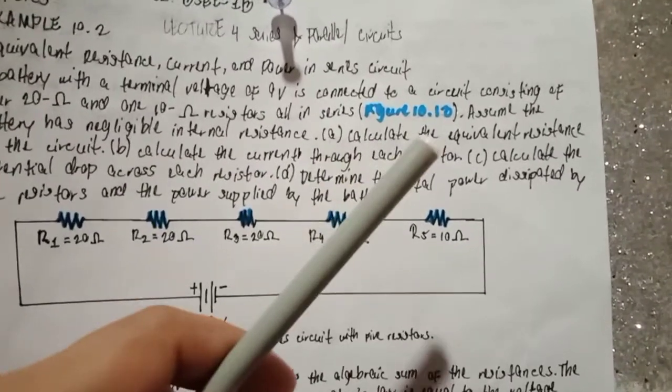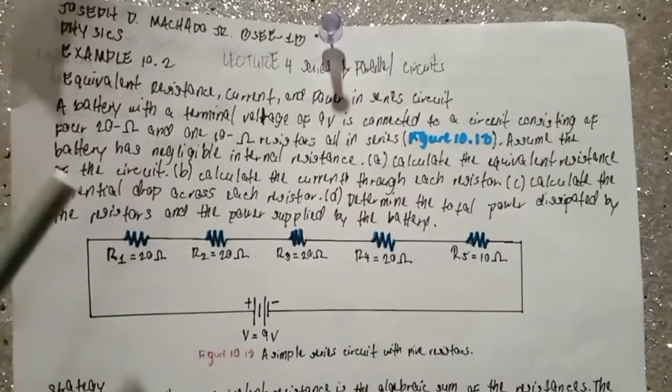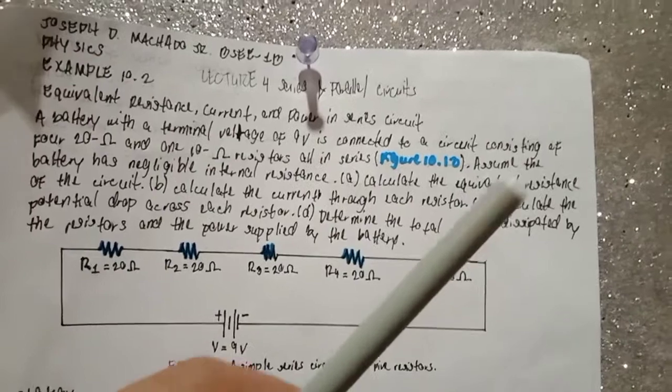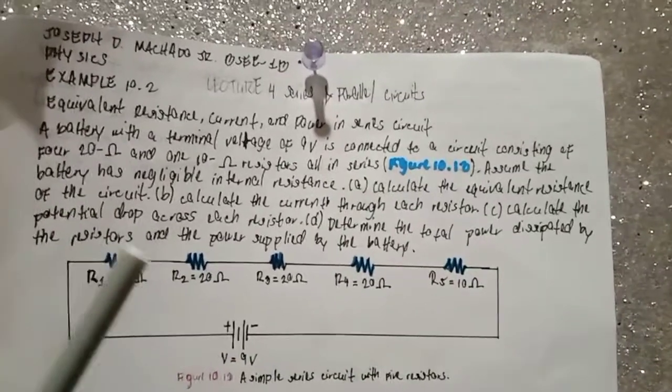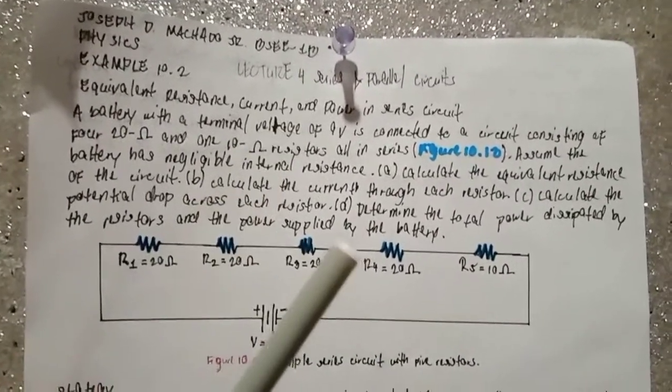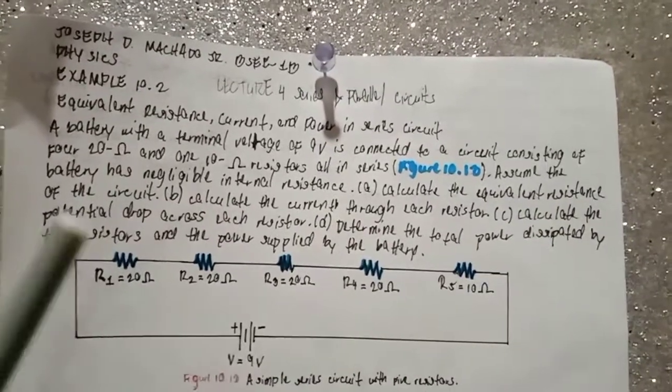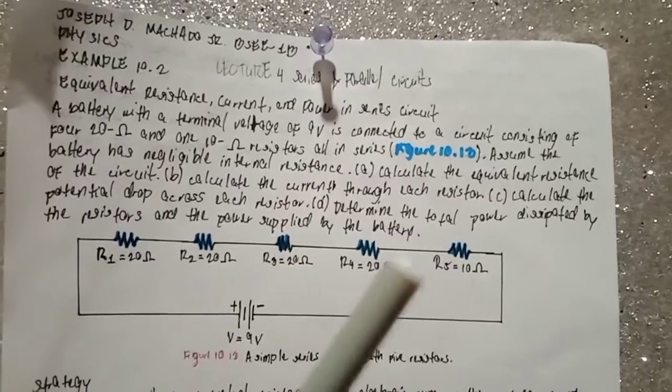A. Calculate the equivalent resistance of the circuit. B. Calculate the current through each resistor. C. Calculate the potential drop across each resistor. And lastly, determine the total power dissipated by the resistors and the power supplied by the battery.